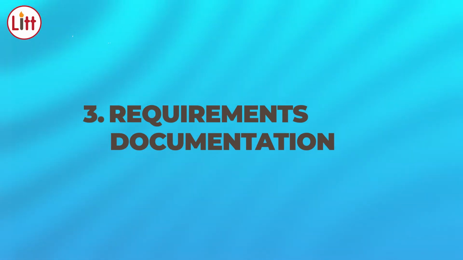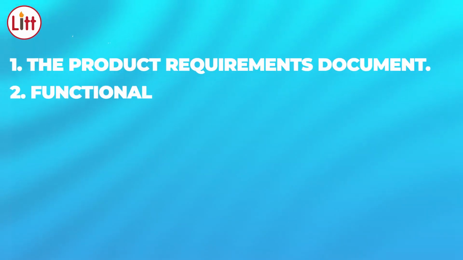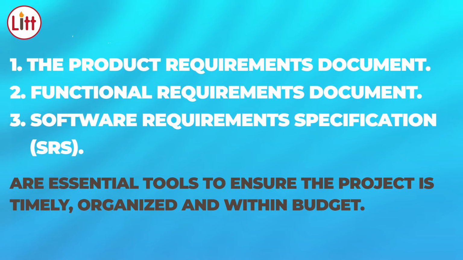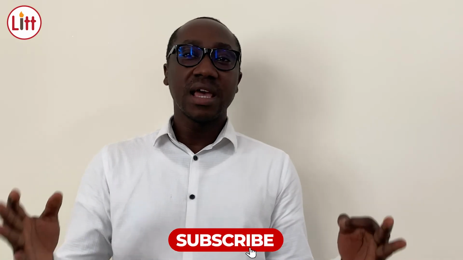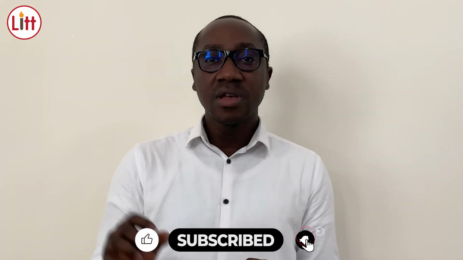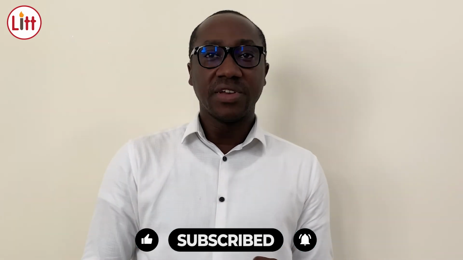The third step is requirements documentation. Defined and documented requirements are a key part of the process for the development of a new or complex system. This stage is concerned with producing narrative and diagrammatic definitions of the requirements at varying levels of accuracy and completeness. The product requirements document, functional requirements document, and software requirements specification document are essential tools to ensure the project is timely, organized, and within budget. Each of these documents is different in content and design and serves a specific purpose for its respective project phase.